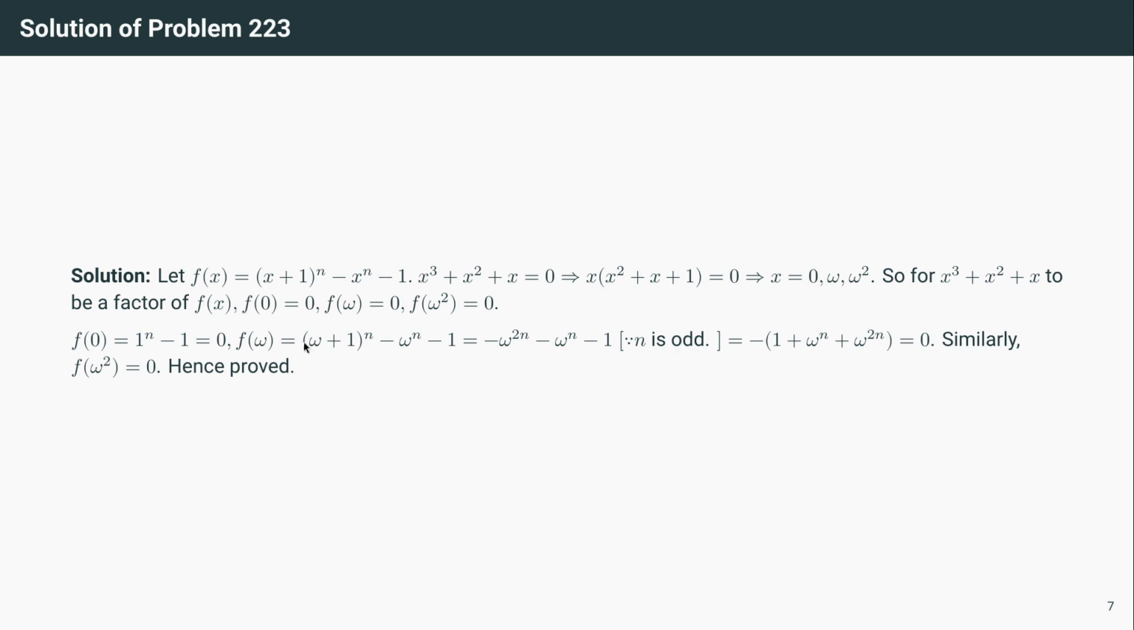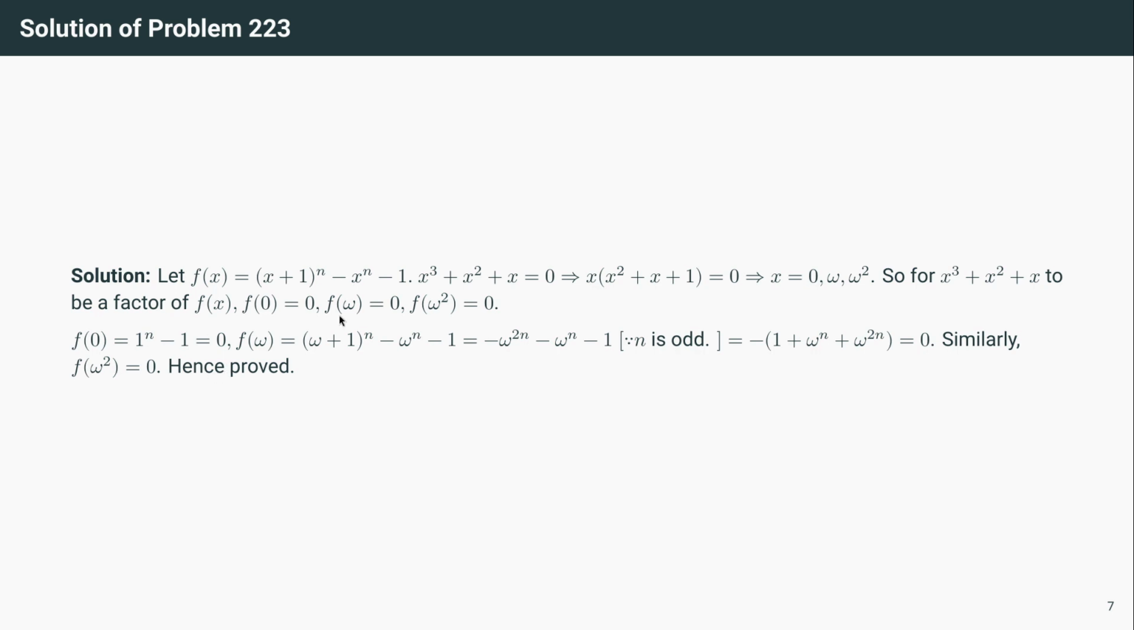Now we substitute omega. We have omega plus 1 minus omega to the power n minus 1. Now omega plus 1 we know is minus omega square, so this will become minus omega to the power 2n minus omega to the power n minus 1. Okay? So this clearly is 0. Similarly, you will find that f of omega square is also 0.